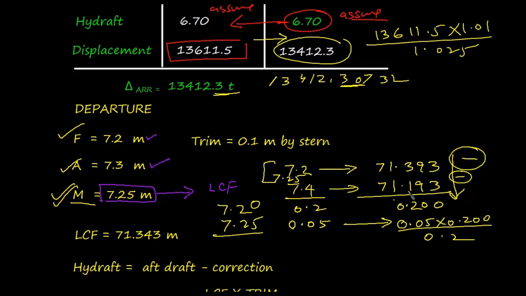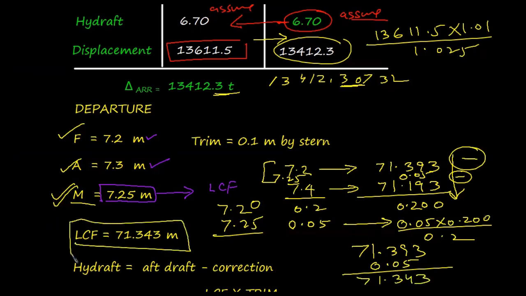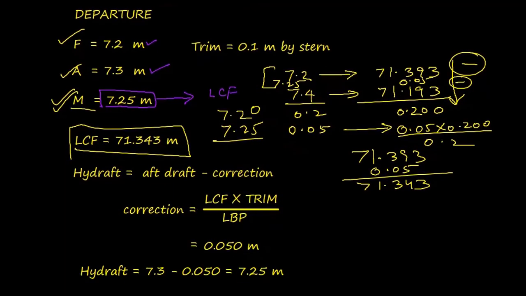So how much do you get? Sir, we will get around 71.393, and from this remove 0.05. So 71.343, that's what came out. Yes, okay. Is it clear now? Yes, sir. It requires practice and patience.